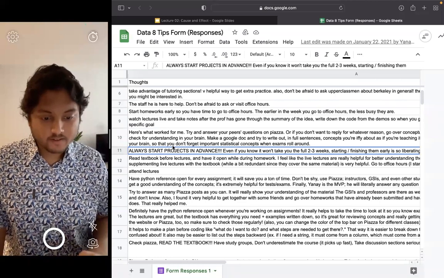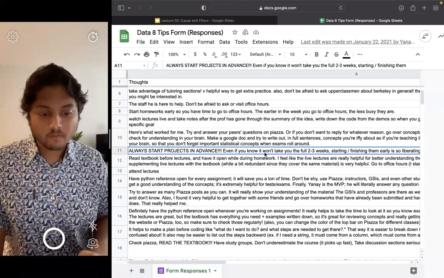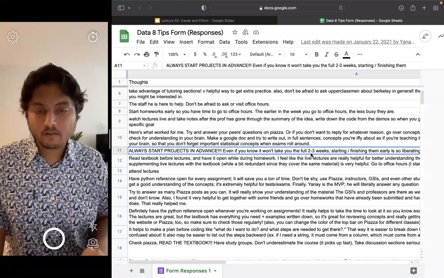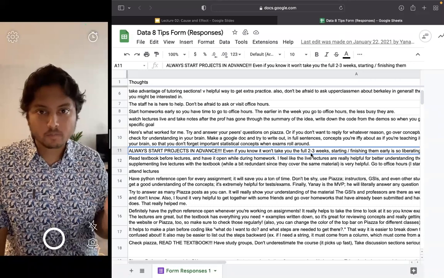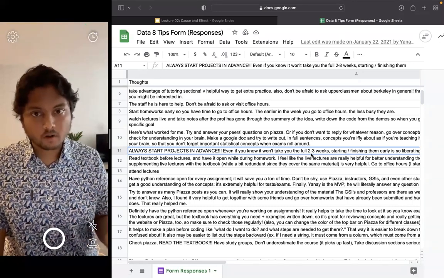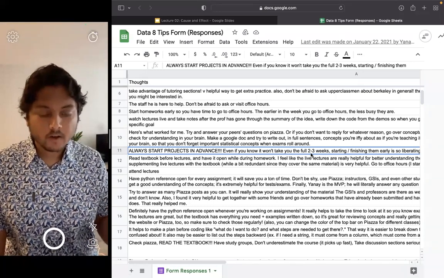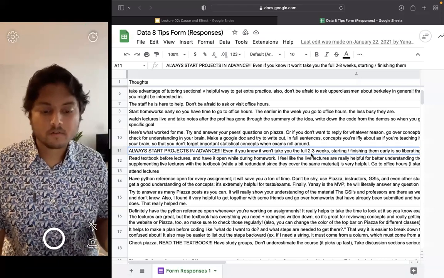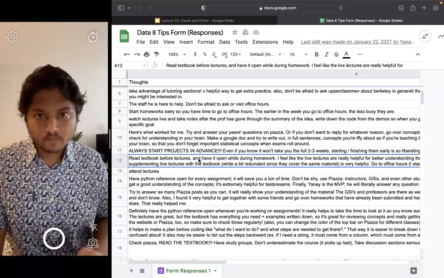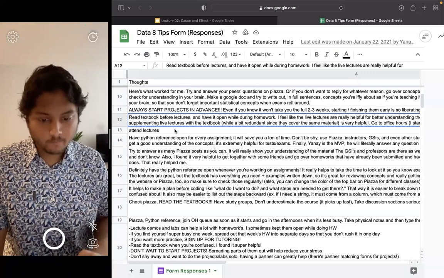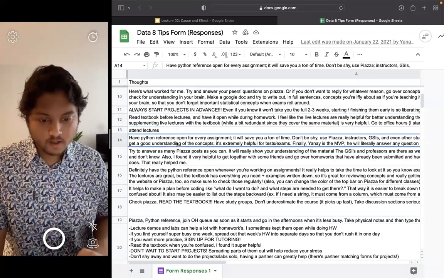Start projects in advance. As they're mentioning here, it's not really going to take you the full 2 weeks to do it. We usually give you 2 to 3 weeks to do these projects, but the projects are really just like a longer homework assignment. So it's not like this massive thing. But with that said, still start them in advance because they do take some time, and it's good to get going earlier. Another one on attending lectures.